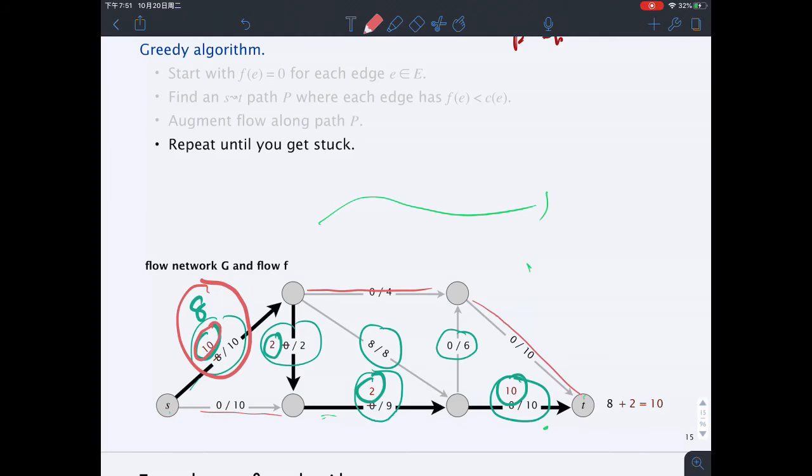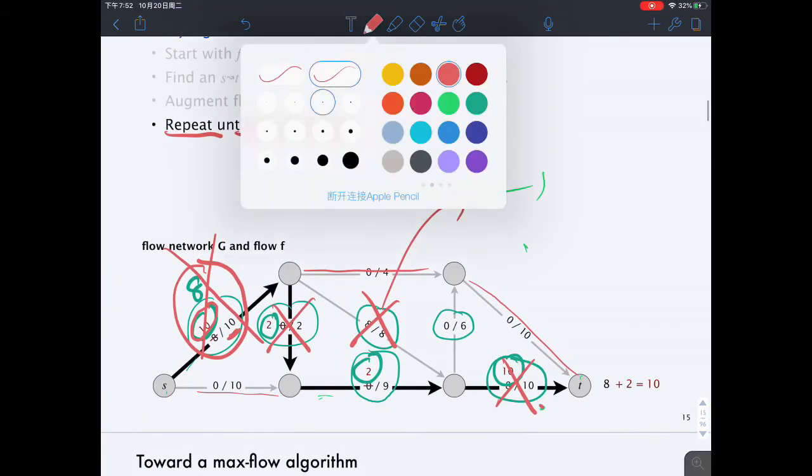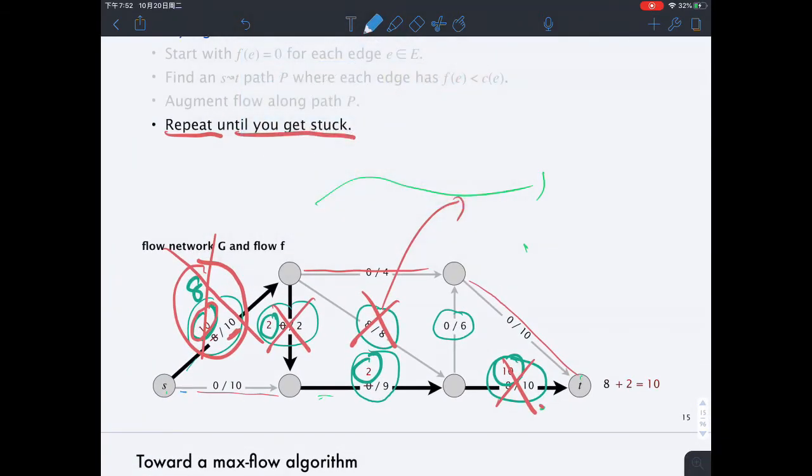So now let's also look at all the edges and examine their situation. If you look at this edge over here, I'm already using 10 units, so the capacity is 10. We are not able to push any more flow along this edge, so we can delete that. Similarly, we can delete this edge, delete this edge. This was actually deleted in the last round, and delete this edge. After we delete all the edges, we really just repeat until we get stuck.